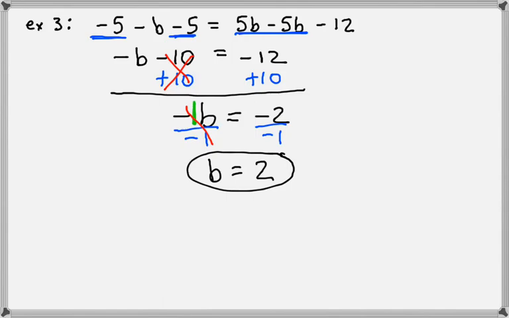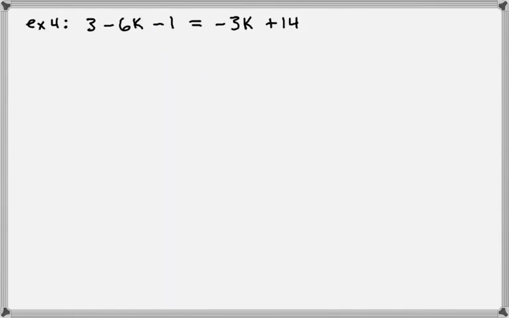Let's look at another example. Here in example 4, we have 3 minus 6k minus 1 is equal to -3k plus 14. Same process. Are there any like terms that we can combine? In this case, there's a 3 and a -1 that we are able to combine. So we have 3 minus 1, which is a 2, minus the 6k is equal to -3k plus 14.